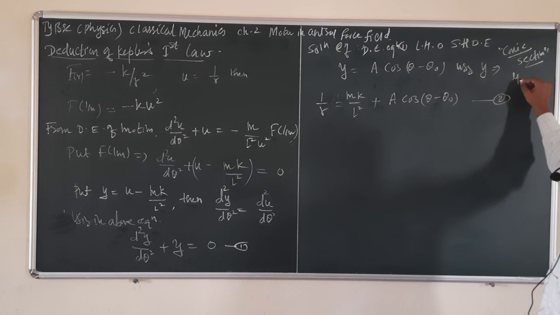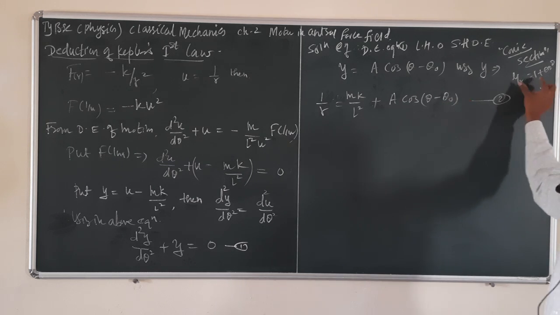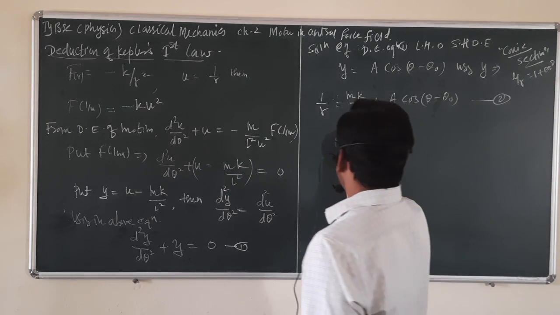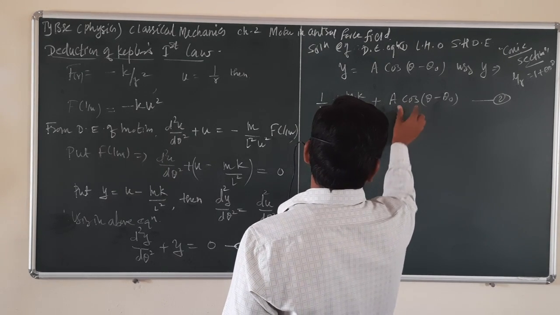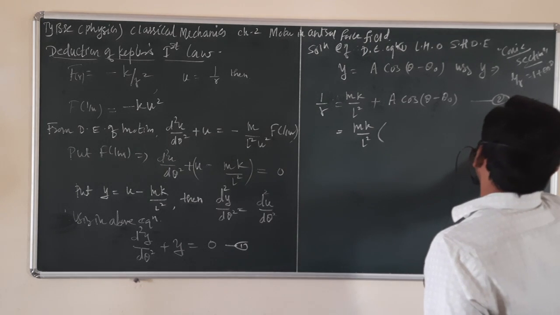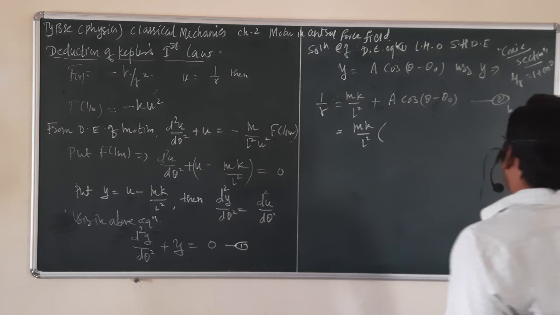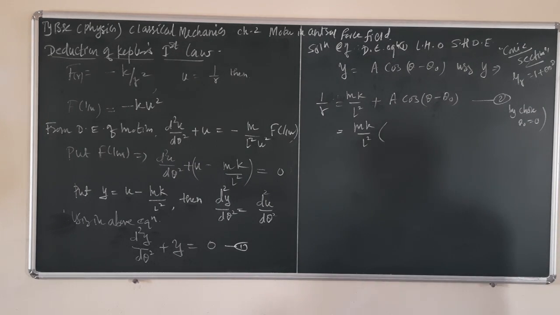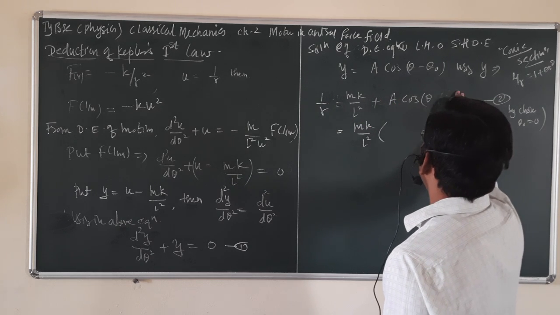So the equation of a conic section is l upon r is 1 plus e cos theta, where l is the semi latus rectum, r is the distance, e is the eccentricity, and theta is that angle. So we have to convert this equation into this form. For that, we take mk upon l square as common from both terms, by choosing theta 0 is equal to 0. If we choose the initial phase as 0, then our equation becomes 1 upon r is cos of theta instead of theta minus theta 0.